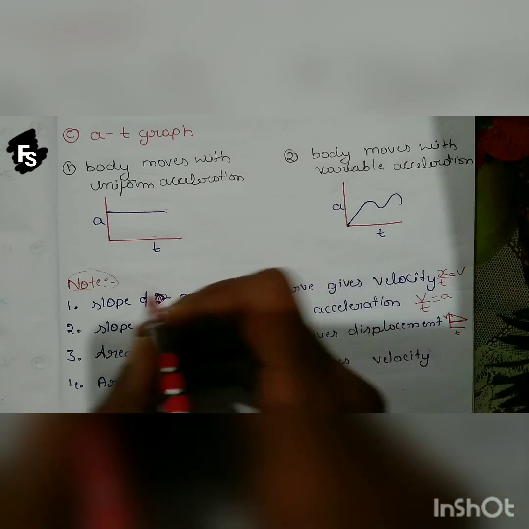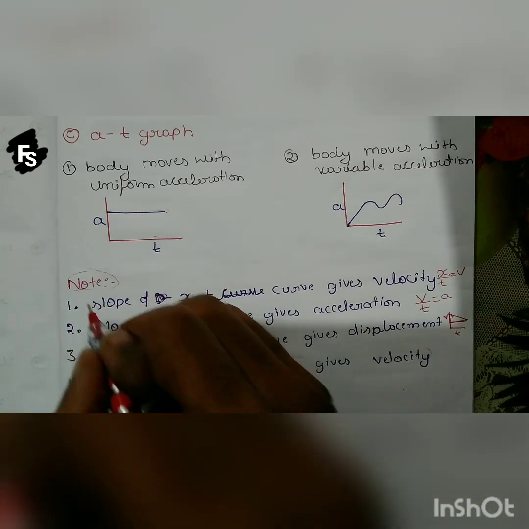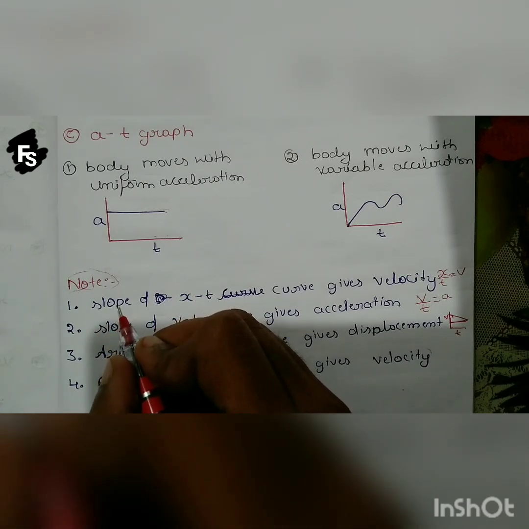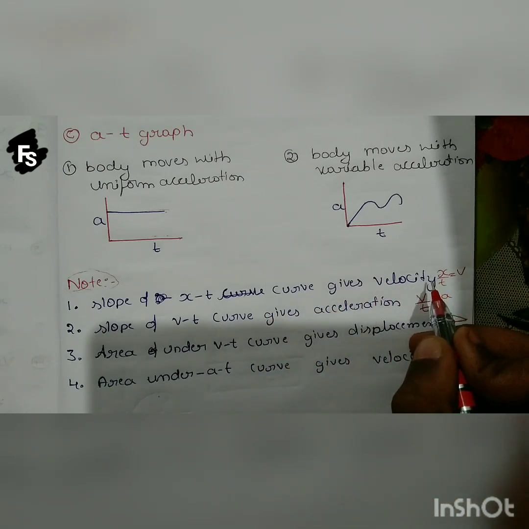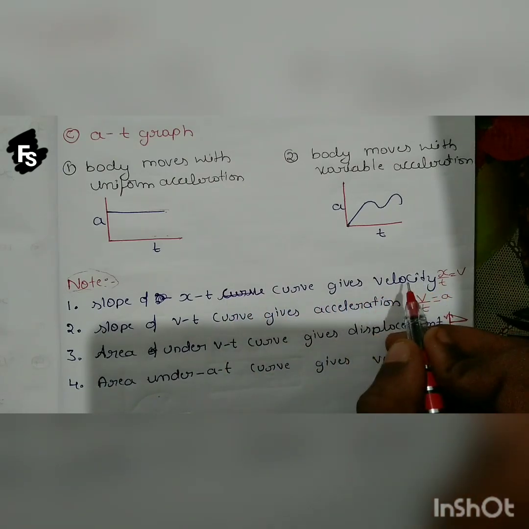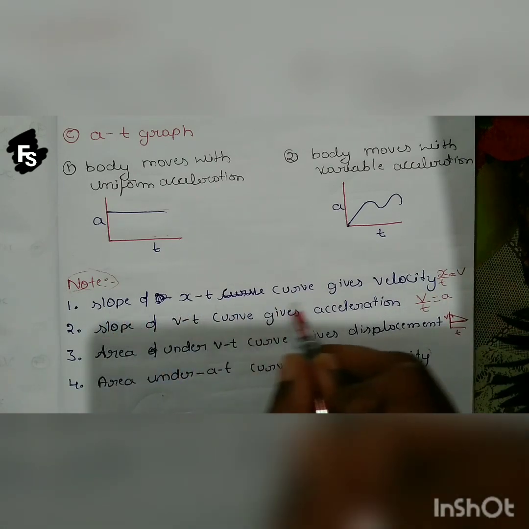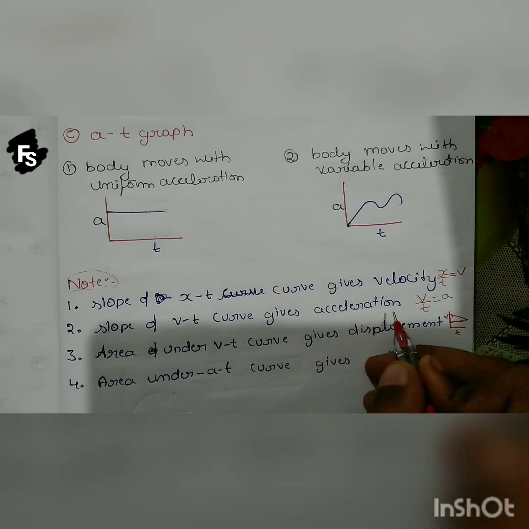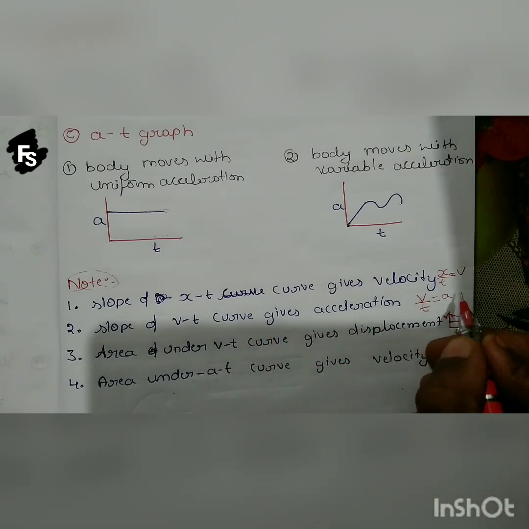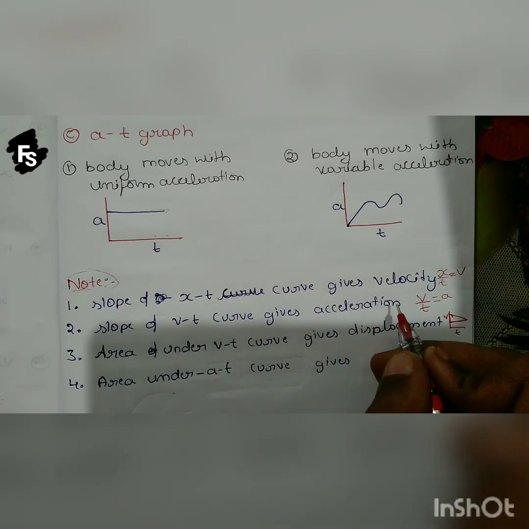Let's move on to some note points, which are very important in this chapter. Questions are also asked from these points. The first point is slope of xt curve gives velocity, meaning x by t is equal to velocity. Next, second point, slope of vt curve gives acceleration, meaning v by t equals acceleration.